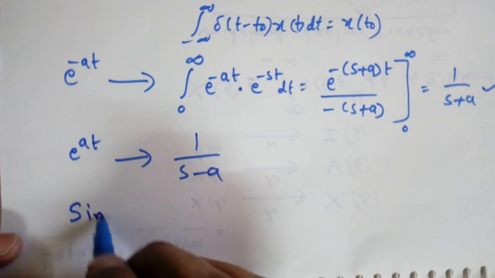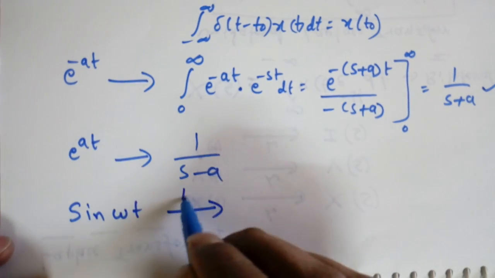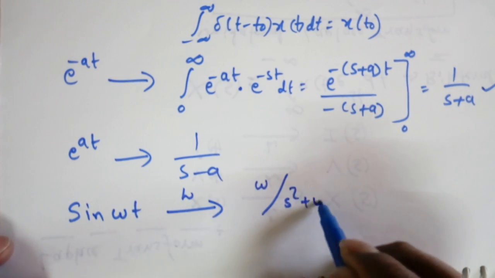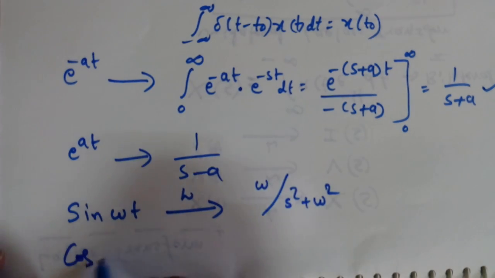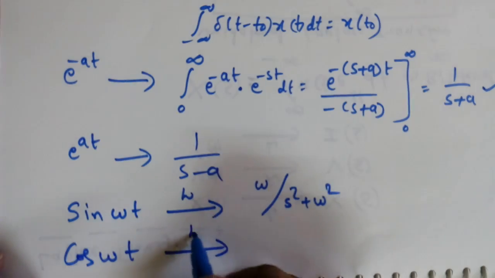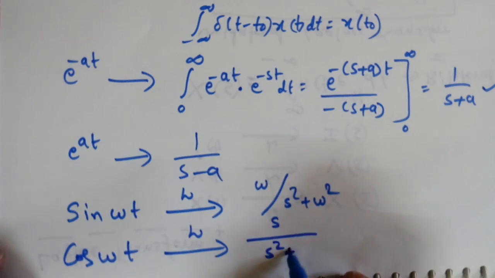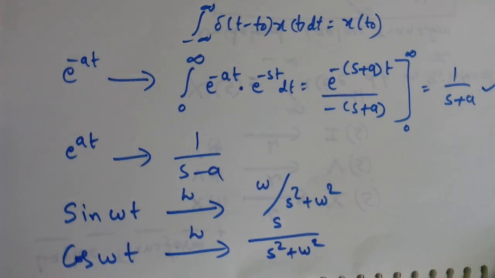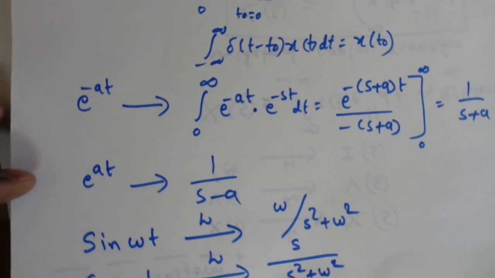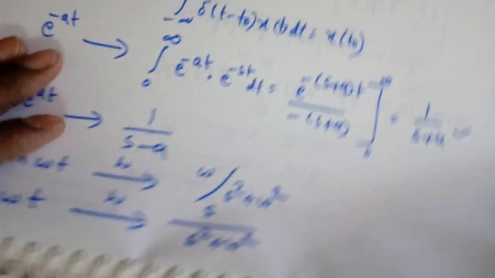Similarly, for sin omega t, the Laplace transform is omega by s square plus omega square. For cos omega t, I will get the Laplace transform as s by s square plus omega square. These are some basic signals under Laplace transform. Next we will see some properties of the Laplace transform. The basic important properties are two, the differentiation property and the integration property, which are essential for network theory problems. Remaining ones like linearity, time shifting, etc., we don't require here.